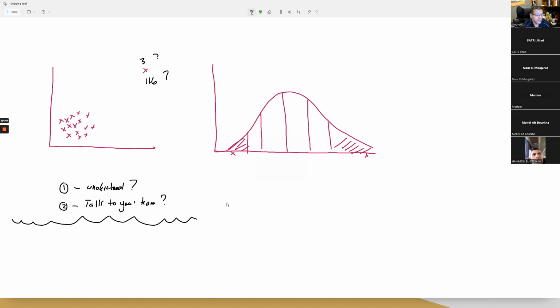شنو غادي نديرو؟ Number one, we could delete. ممكن delete حيدوا. Number two, ولكن خصك تعرف إمتى. When do you think we can delete? إمتى كتظن بأن ممكن نحيدوا ممكن delete an outlier.